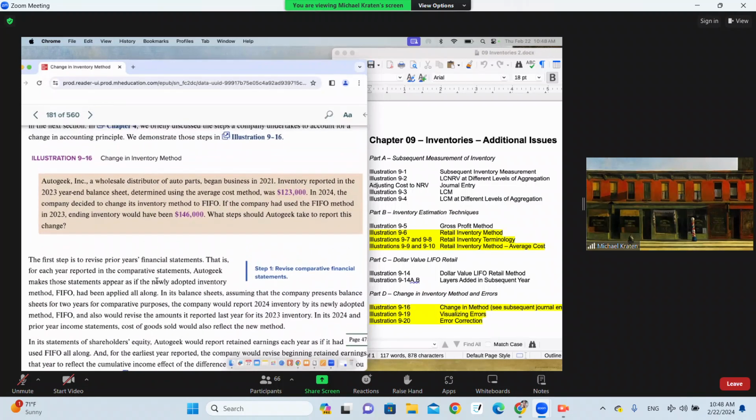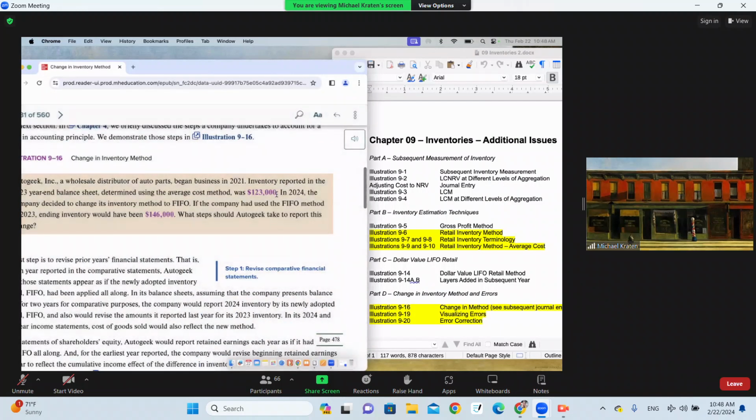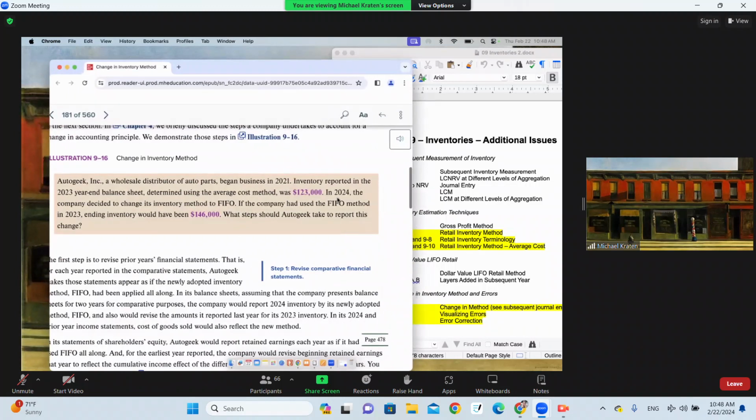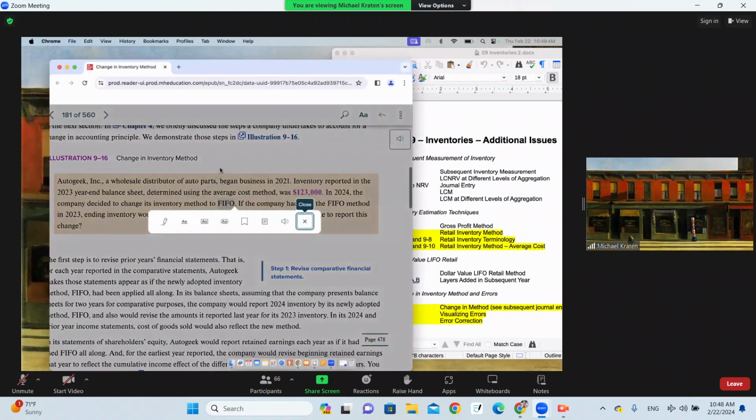Okay, illustration 9-16 says, my inventory balance, remember, inventory is an asset, is 123. And let's say I was using LIFO. In 2024, I changed to FIFO. Okay, now there are limits on how often you can make these changes, but in certain situations you can.